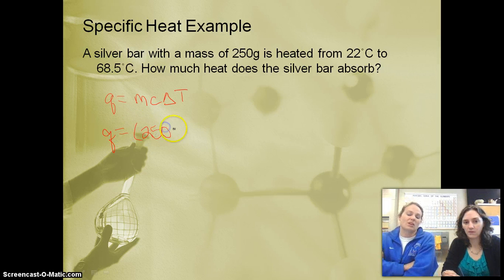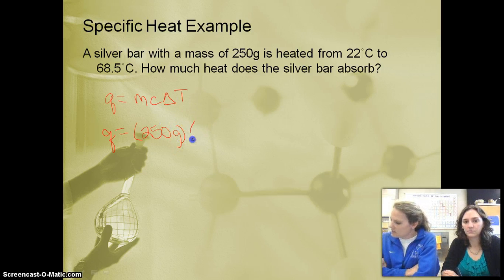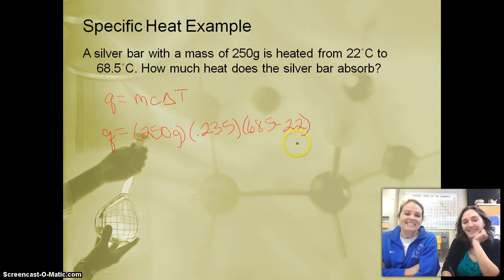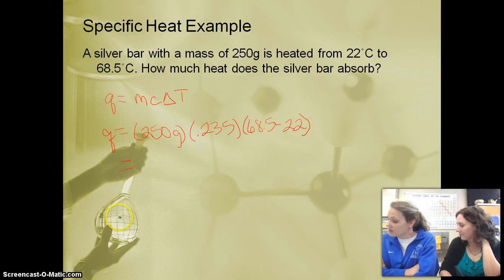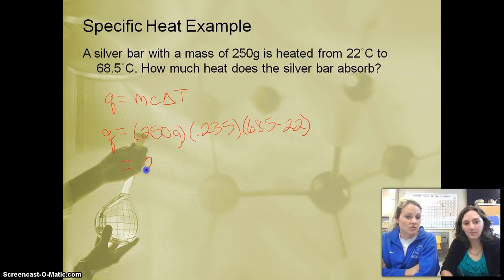And from, I should have put it in the problem, but the chart in the book or cheat sheet, you're going to have C for this is 0.235. So that's the specific heat of silver. And you are going to multiply it by the change in temperature, which means you are going to take your 68.5. Now, change means final minus initial. So you got to take the 68.5, subtract the 22, and then you just plug it all together, and you're going to get 2,730 joules of heat energy.